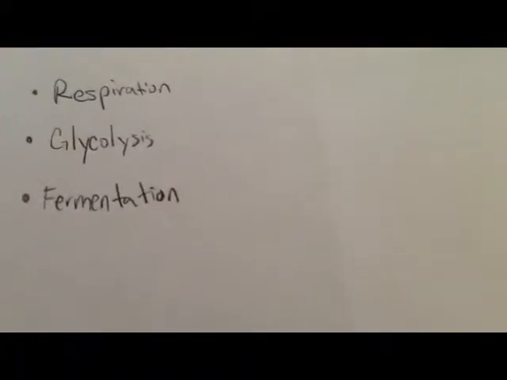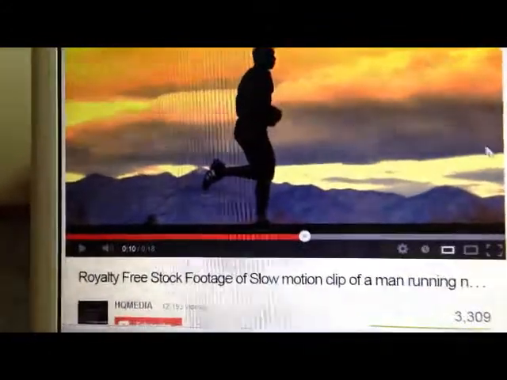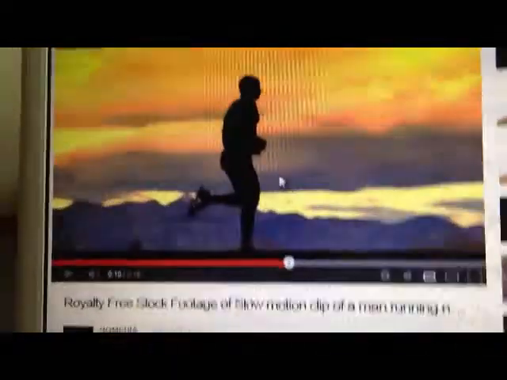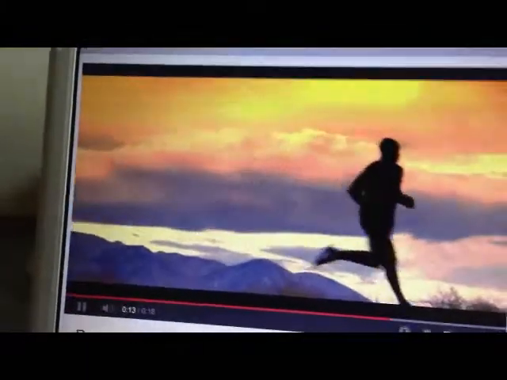Hi, today I'm going to explain three things: respiration, glycolysis, and fermentation. Respiration is a process of taking oxygen and glucose and turning them into ATP, or energy for the body. We need energy for many things. For example, you just saw that guy running.